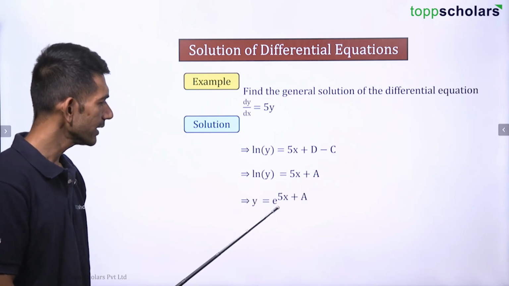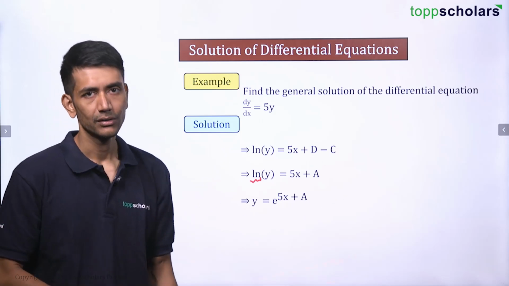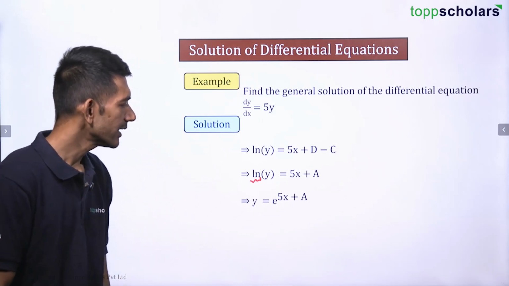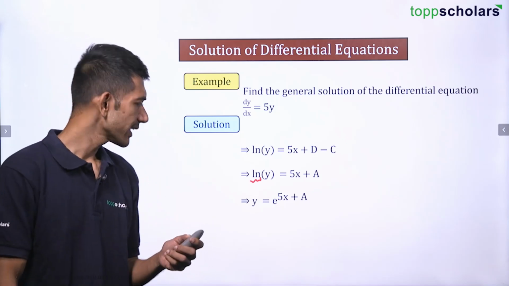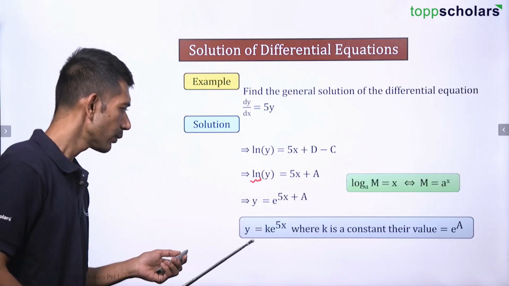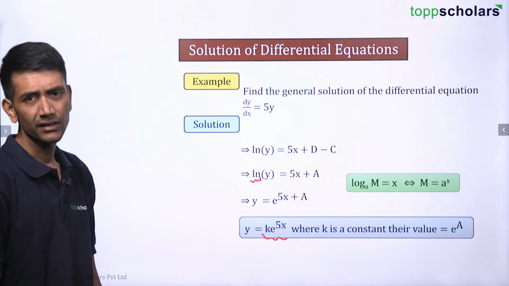Okay. So finally we get, you can take the exponent on the other side and then you can have e raised to 5x plus a, right? So y is equal to e raised to 5x plus a, right? Where y is equal to k times e raised to 5x, where k is a constant.